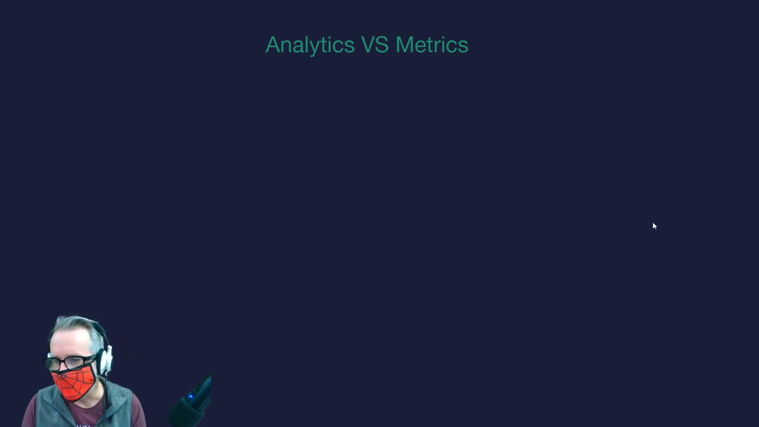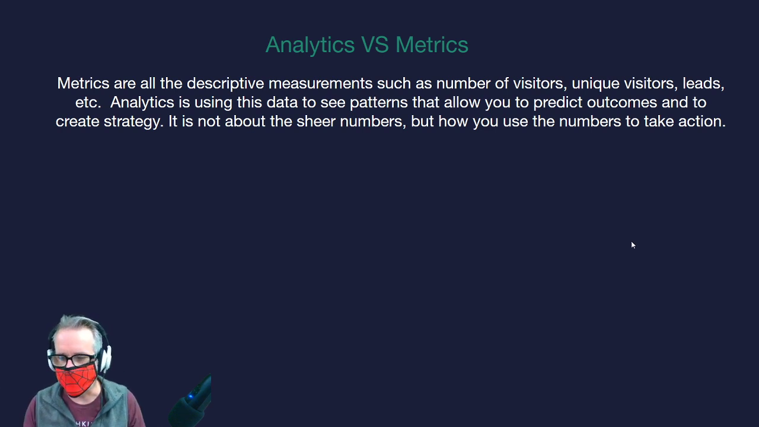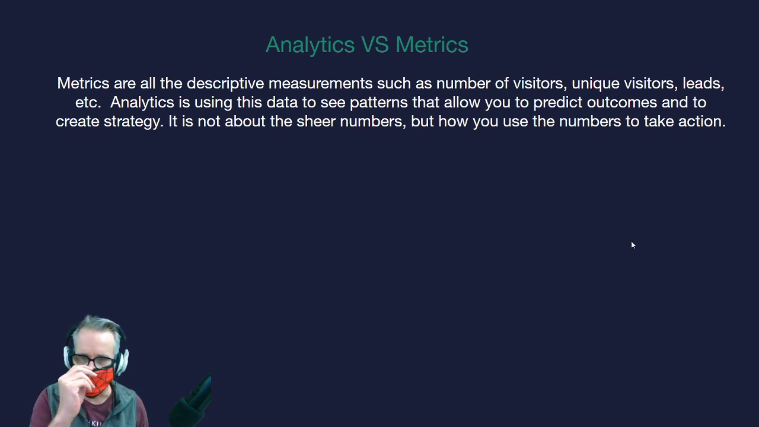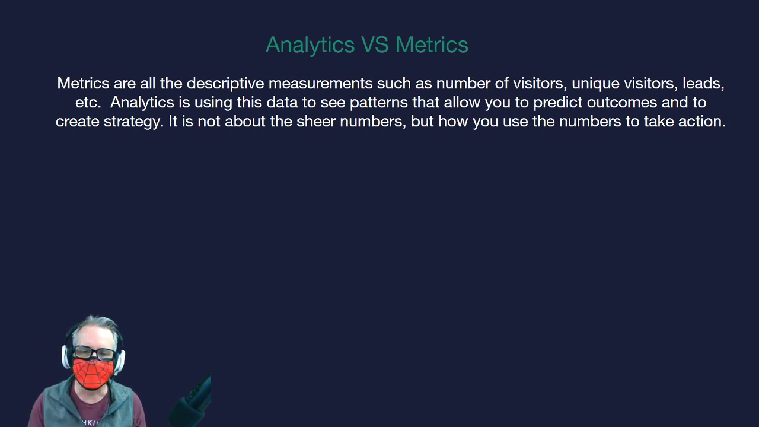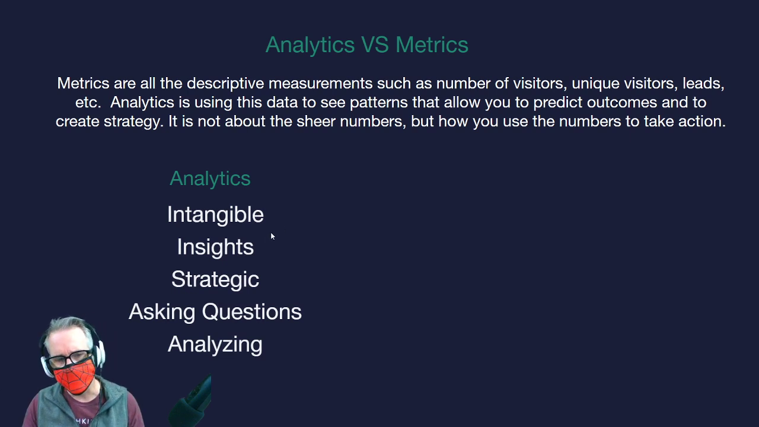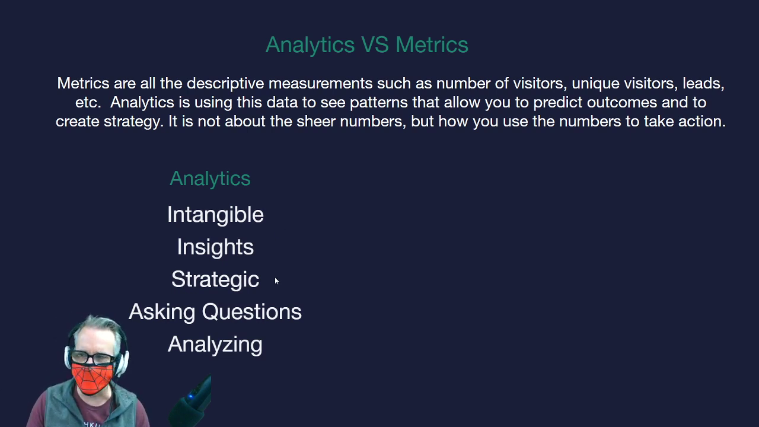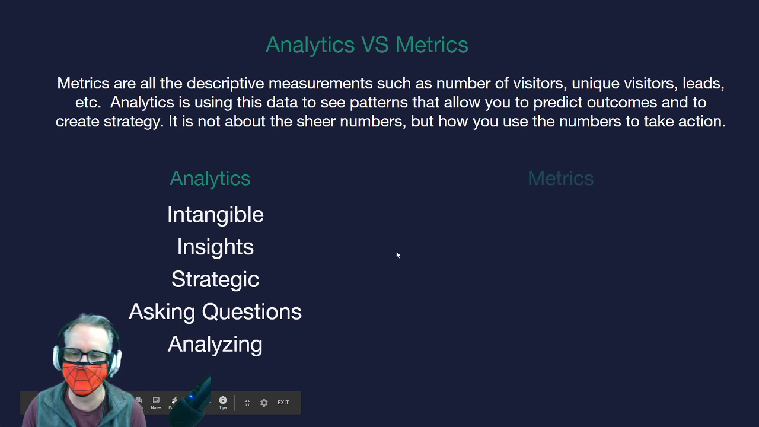So now I'm going to compare analytics and metrics. So metrics are the descriptive numbers. So we're talking about an actual whole number, like how many visitors came, right? How many leads did we get? Analytics is where we look at those numbers and we look at patterns and we see how are these useful? What can we do with this? So not just the numbers, but what do these numbers mean? So analytics are intangible. They can include insights. They're very strategic. You're doing a lot of asking questions and doing a lot of analyzing. I mean, analyzing and analytics, makes sense.